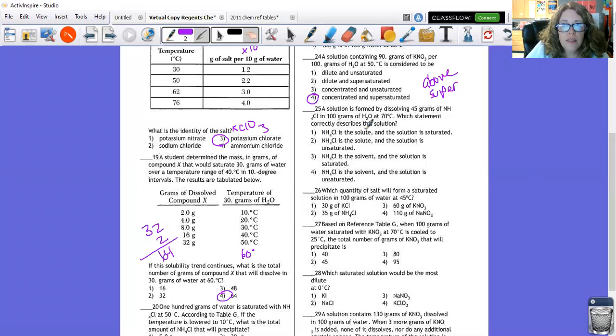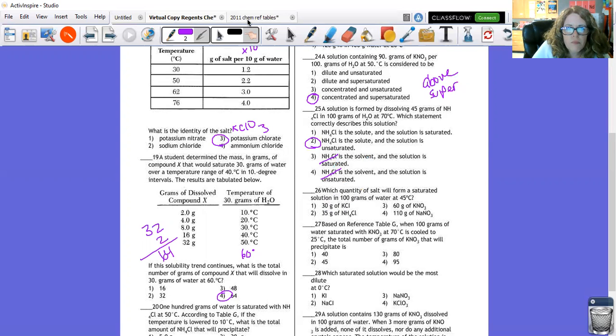So NH4Cl is the solute, that is true. Get rid of those. And the solution is below the line, so it is unsaturated. All right, which quantity of salt will form a saturated solution at 45 degrees? Okay, so I need to find 45 degrees and see which one of these combinations of grams and temperatures is going to give me a point on a line. The only thing to do is just to go through each one. So I need to do 45 degrees and 30 grams and see if it's on the line for KCl.